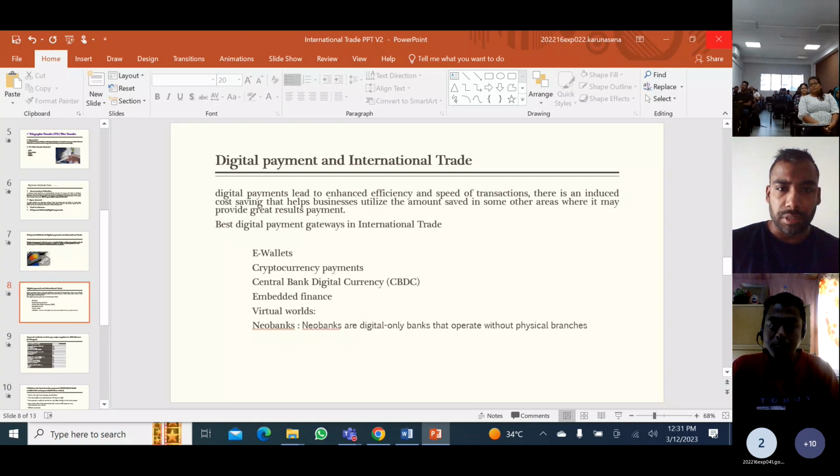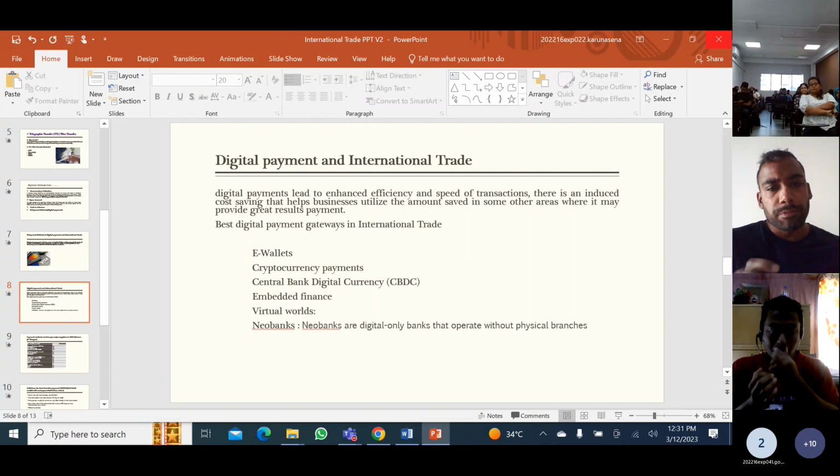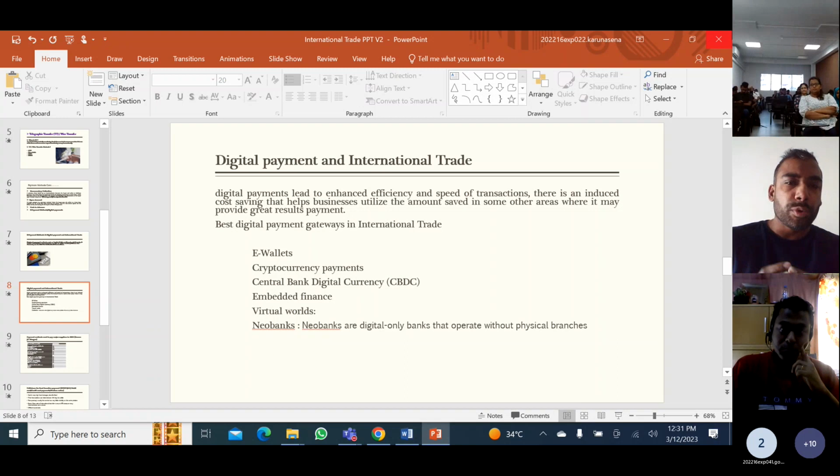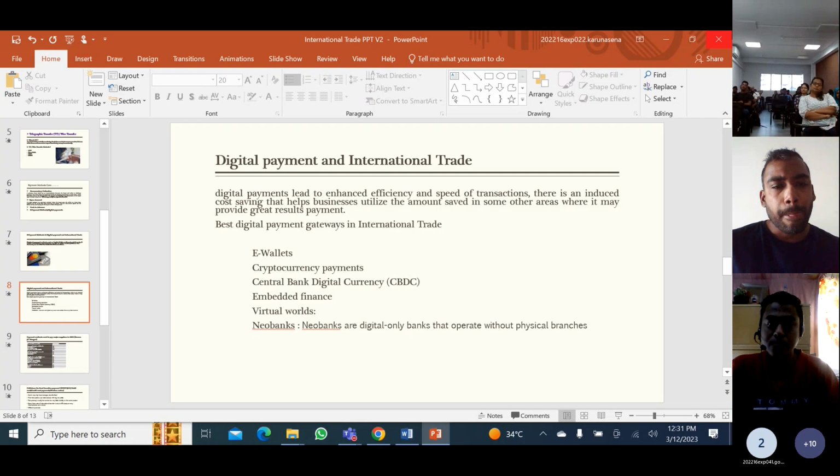The third method I'm going to introduce is central bank digital currency. In India, you know very well, they introduced their digital rupee, as well as China also introduced their digital currency. So this can effectively be used in international trade.